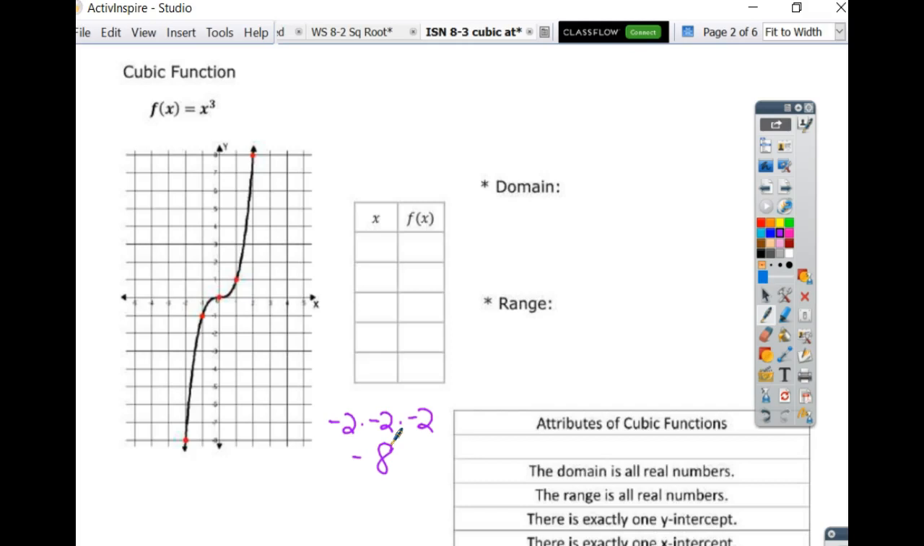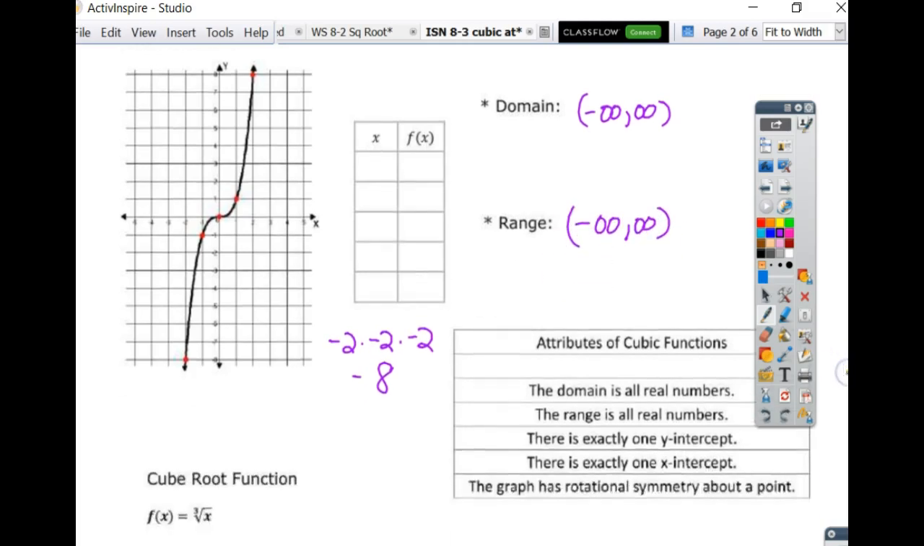So the domain. You guys, the domain every single time is negative infinity to infinity. And the range is bottom to top, negative infinity to infinity. So every time, the domain is all real numbers, the range is all real numbers, there's only one y-intercept. And for the parent function, the y-intercept is (0, 0). There's only one x-intercept, and in this case, they're the same. And the graph has rotational symmetry around the point. That means if I rotate it around, it's the exact same if you turn it upside down. That's what that means.